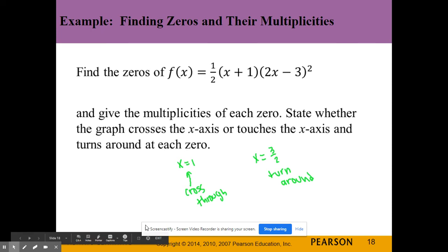So there's a zero at negative 1, and it will cross through because the multiplicity there is 1. There's another zero at 3/2, and it will touch and turn around because the multiplicity is 2, which is even.